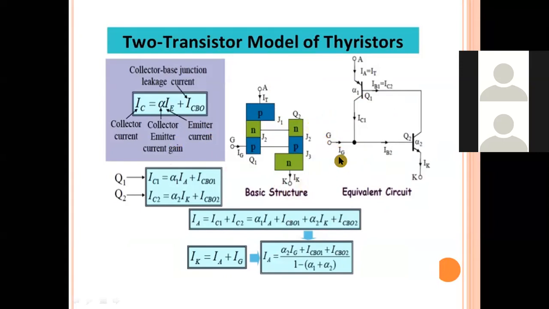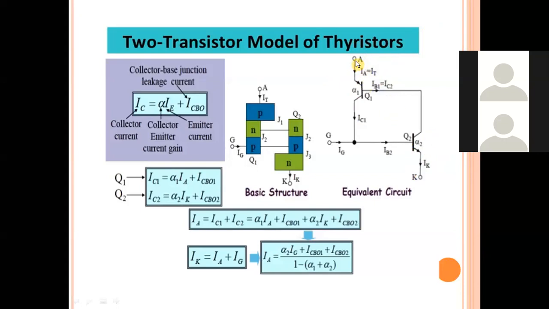So in brief, for this two transistor analogy, we split the SCR into two transistors, and we need to find the expression for the anode current. This anode current is obtained by considering the currents across these two transistors, from the preliminary equation that collector current is equal to alpha into IE plus ICB naught. That is applied for transistor 1 and transistor 2.